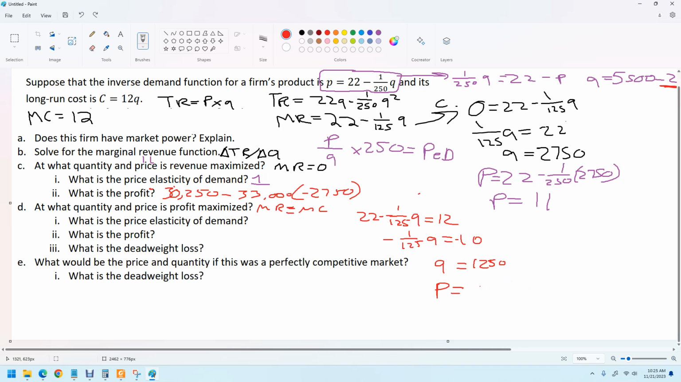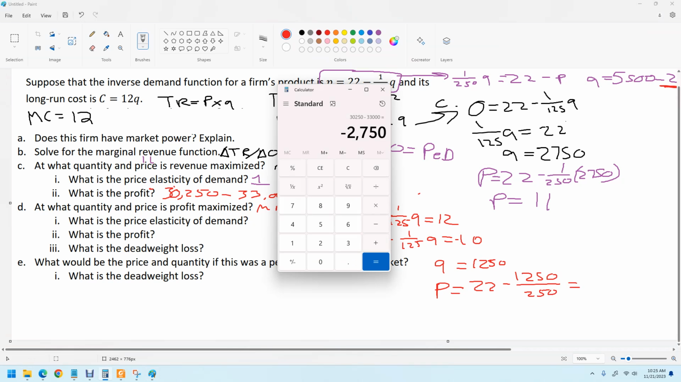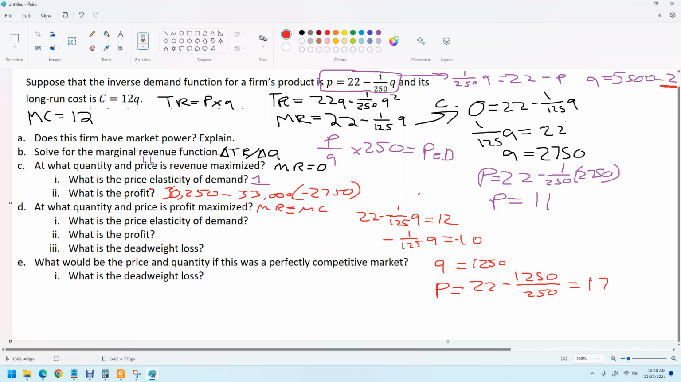Okay, so that's going to be 22 minus 1,250 over 250, which is, I don't really know. I think it's like 5/4 or something. It's 5, just 5, and then 22 minus 5 is 17. So 17 is the profit maximizing price. The quantity there is 1,250.